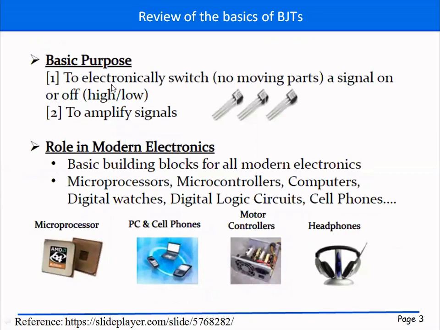Now, first understand the basic purpose of using a transistor in an electronic system. First is to electrically switch a signal on and off. The transistor is mainly used to turn electronic circuits on and off. That is the basic use of transistors in today's mobile and computer fields. The second is to amplify the signal. Amplification is nothing but boosting of the signal, that is, increasing the strength of a weak signal.